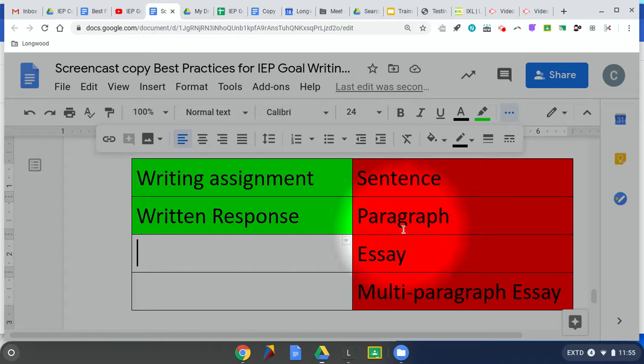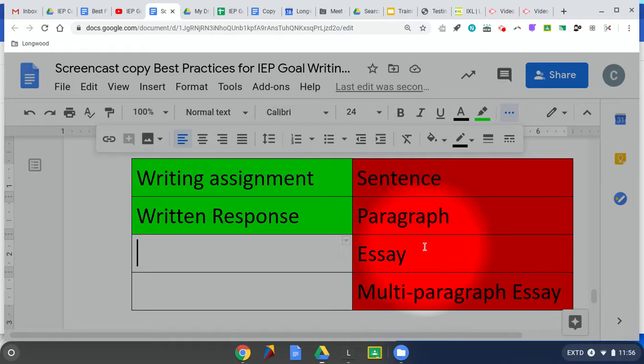If you have a goal that's going to need to be assessed in math class where they don't do any lengthy writing assignments, it's going to be important that you frame your goal in a way that leaves flexibility for the teacher to implement that. So if I said writing assignment or written response instead of something more closed-ended like sentence, paragraph, essay, or multi-paragraph.